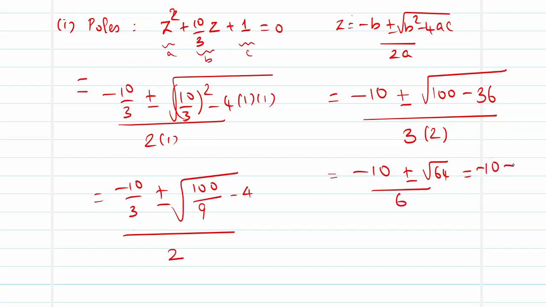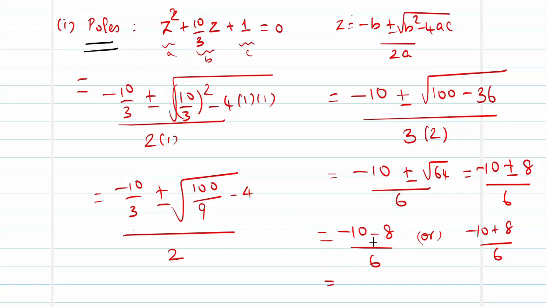What do we know about the square root of 64? It is 8, divided by 6. So I have this as minus 10 minus 8 divided by 6, or it is minus 10 plus 8 divided by 6. Hence we have the poles to be equal to minus 18 divided by 6, so that makes it minus 3, or it is going to be minus 2 by 6, in which case it is minus 1 by 3. So my poles are estimated in my step 1 as minus 3 and minus 1 by 3.